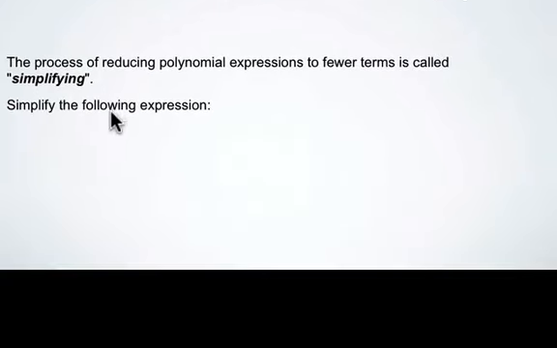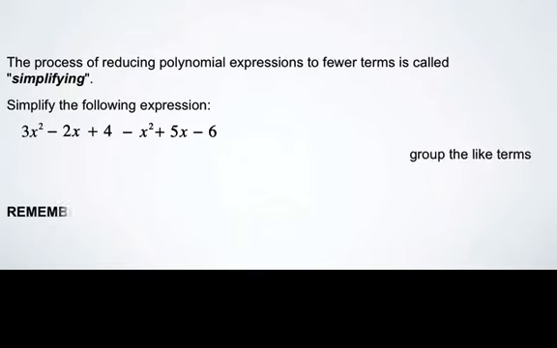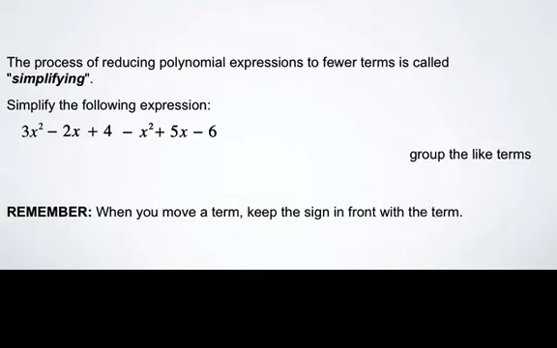Simplify the following expression. 3x squared minus 2x plus 4, subtract x squared plus 5x minus 6. So we're going to group the like terms. And again, remember, the term is always locked with the sign that comes directly before it. So positive 3x squared, negative x squared. Negative 2x, positive 5x, positive 4, and negative 6.